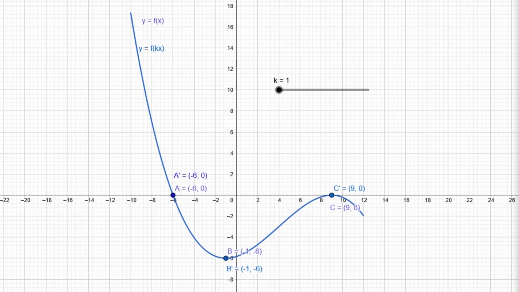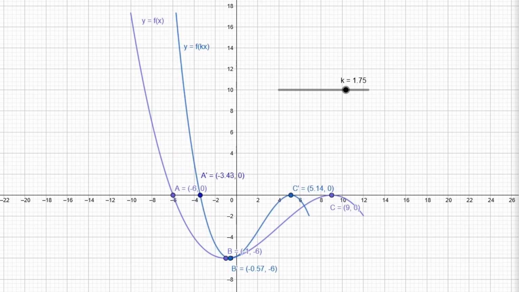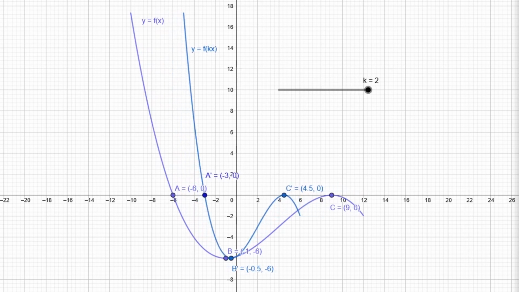Now let's increase k from 1 to 2. So we end up with the curve y equals f of 2x. Yes, as it increases, everything is getting closer to the y-axis, and here is the curve that we needed. It has been stretched by a scale factor of 1/2. The point A, which was at negative 6, 0, is now at negative 3, 0. The point B, which was at negative 1, negative 6, is now at negative 1/2, negative 6. The point C, which was at 9, 0, is now at 4.5, 0.